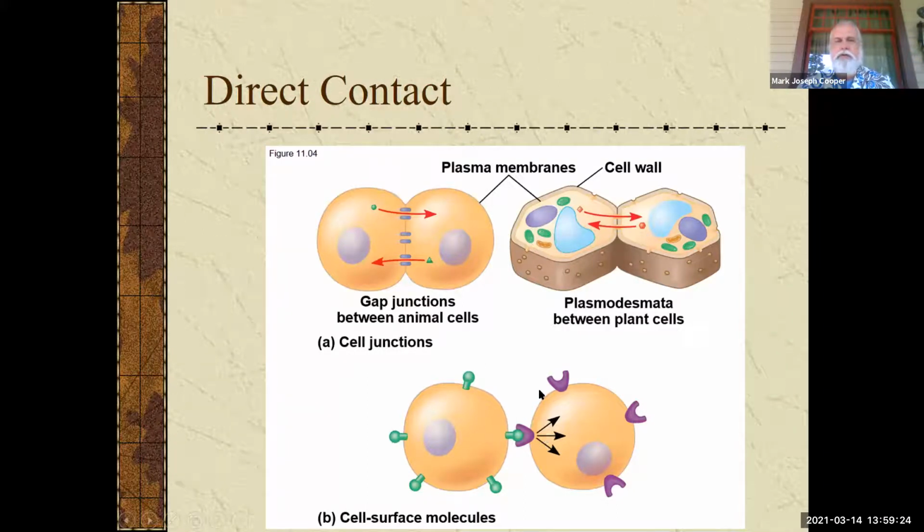The bottom one here, you're seeing cell surface molecules communicating. And we're going to talk about this more when we talk about membranes. Typically, the way the chapters are set up, chapter 11 comes after chapter 7, so we'll get to that later. But that's also a direct contact. Cell-cell communication is basically what that is.